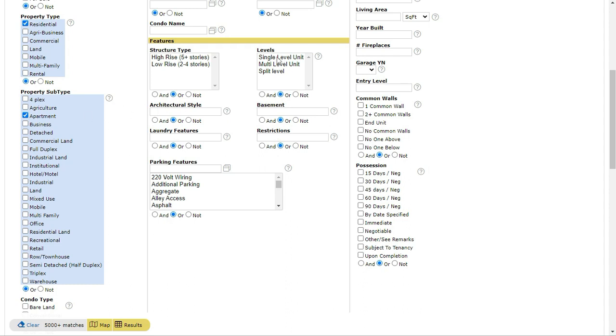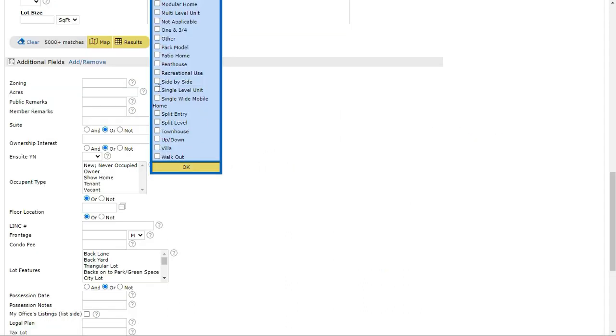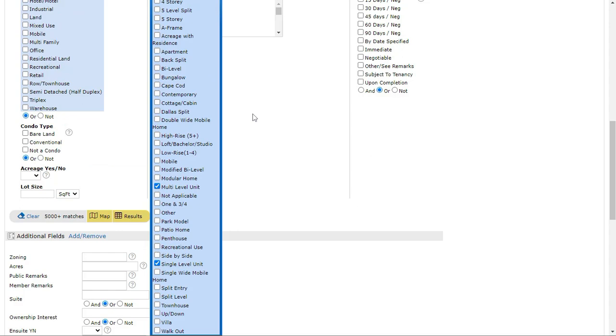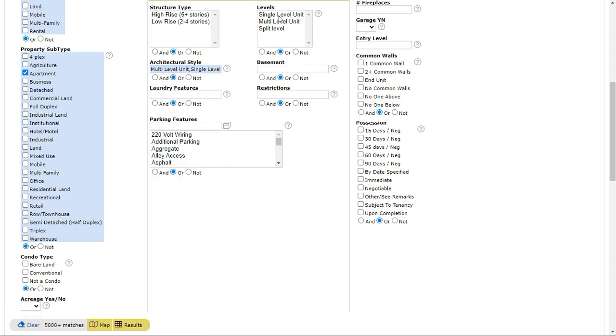So when you click on apartment, now you get a different list in the levels field here. And of course, if we look under architectural style, we're going to find single level unit, where is it here, and multi-level unit. So both of these exist under the architectural style field and the levels field. That's the same redundant overlap that's going to cause the same problem. And of course, it's not just these two fields.